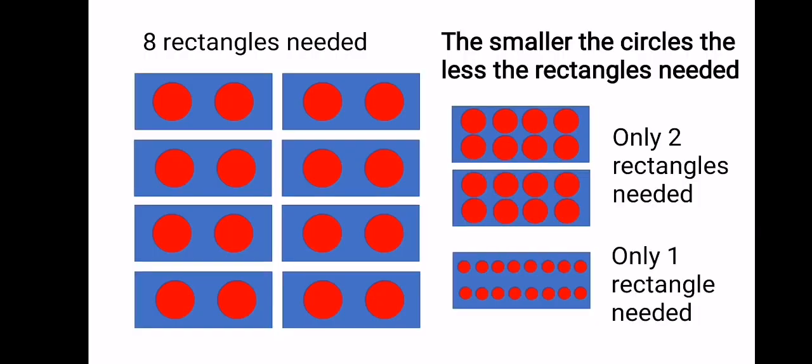Imagine now I have to draw 16 circles within rectangles. On the left side, the circle is very big, so I need 8 rectangles to draw 16 circles in total. But if I make it smaller in the upper right side, only 2 rectangles are needed. If I make the circle even smaller, only 1 rectangle will be enough. So we can say that the smaller the circles, the fewer the rectangles needed.